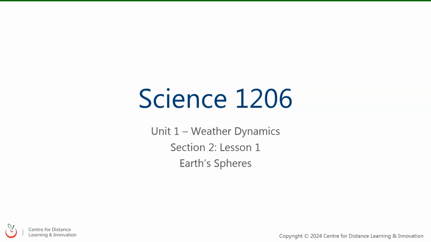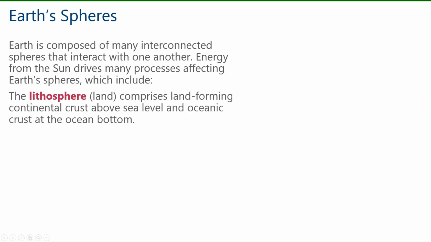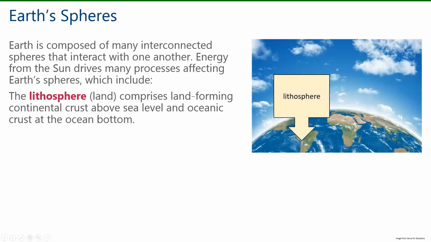Let's get started. Earth is composed of many interactive spheres that interact with one another. Energy from the sun drives many processes affecting Earth's spheres, which include the lithosphere, or the land. This is made up of land-forming continental crust above sea level and oceanic crust at the ocean bottom. In this diagram to the side, we see the lithosphere is labeled, and in this instance, it's pointing to continental crust, crust above sea level.